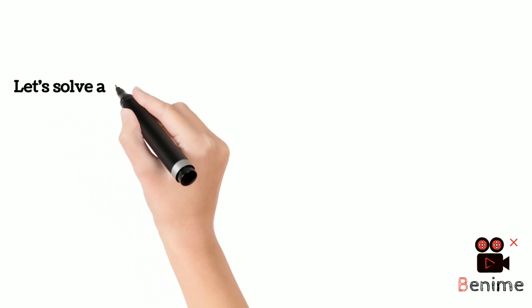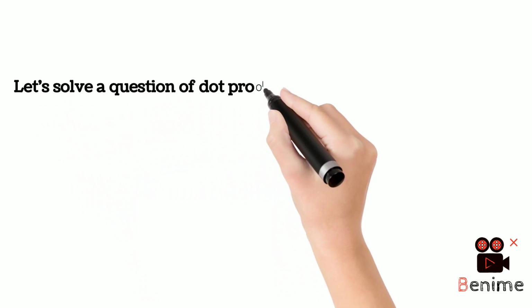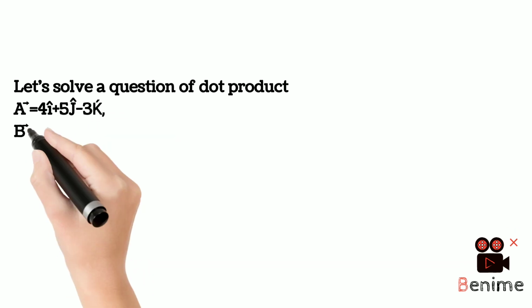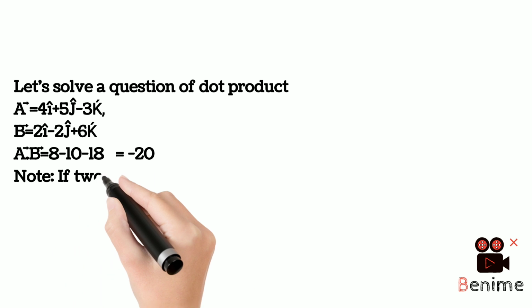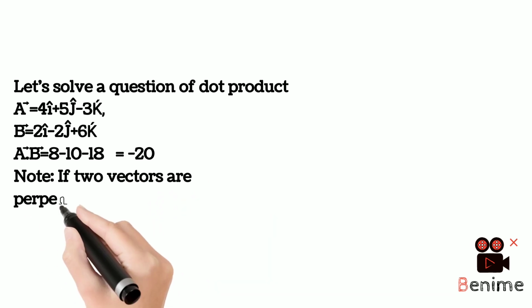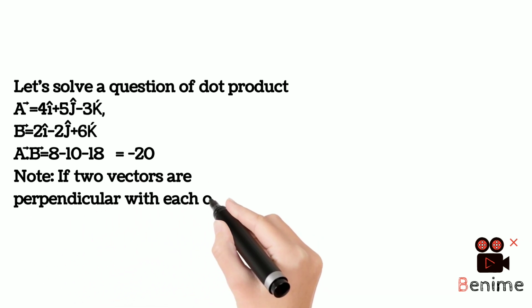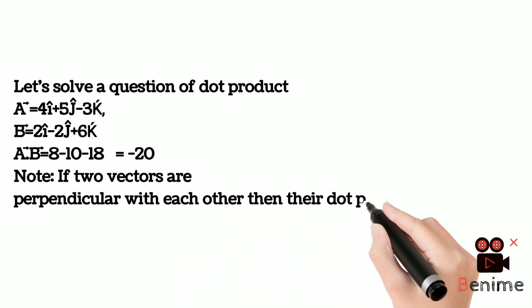Let's solve a question of dot product. A vector equals 4i plus 5j minus 3k. B vector equals 2i minus 2j plus 6k. A vector dot B vector equals 8 minus 10 minus 18 equals minus 20. Note: if two vectors are perpendicular to each other, then their dot product will be 0.